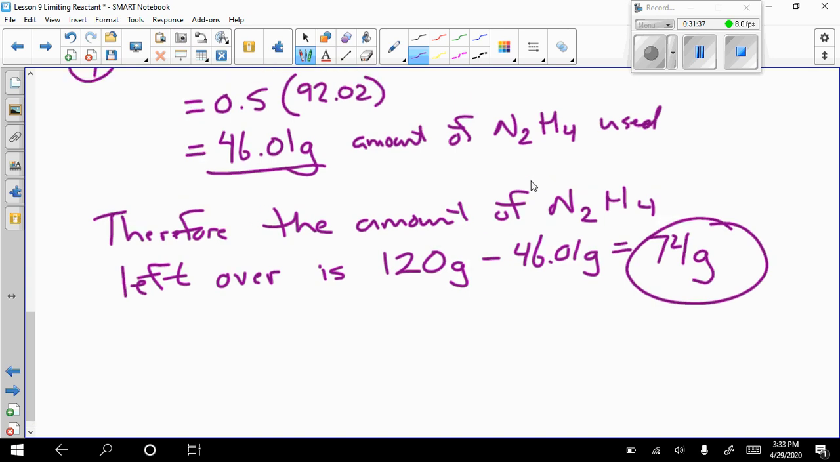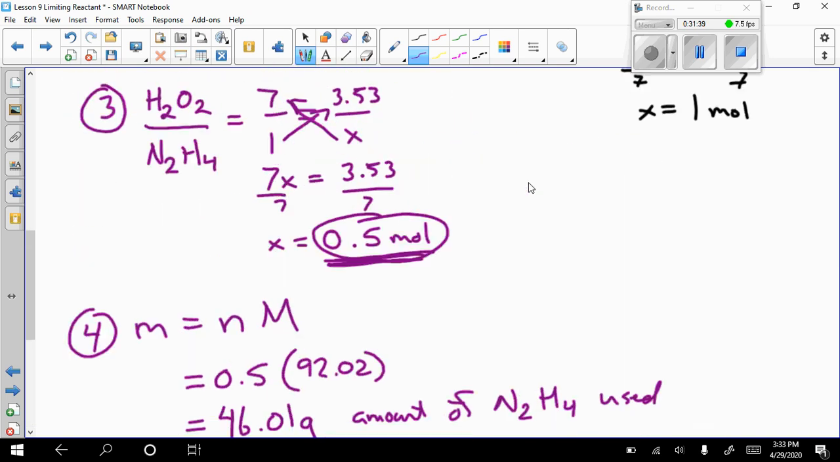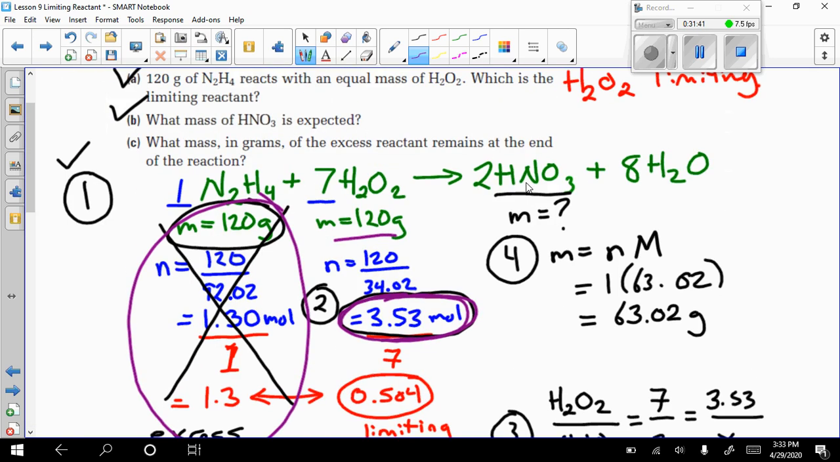Okay, so that's a tough question. It asked a lot. You have to identify the limiting reactant, then you had to figure out how much of a product is produced, and then come back and figure out how much of an excess reactant remains. Good luck on your homework, and we'll go from there.